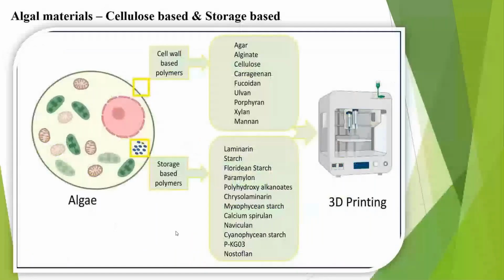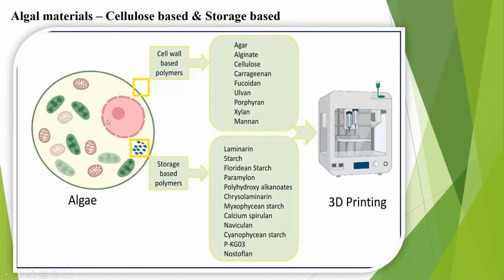And as I already told in the introduction, in algal material there are two different kinds of polymers that can be used for 3D printing. One is cell wall based polymers that we can extract, and another one is storage based polymers. Among the cell wall based polymers, there are agar, alginate, cellulose, carrageenan, fucoidan, ulvan, porphyran, xylan, and mannan. In the storage based polymers, we have laminarin, floridean starch, paramylon, polyhydroxyalkanoates, chrysolaminarin, calcium spirulan, naviculan, cyanophycin starch, and nostoflan. So these are the two different kinds of polymers we can extract from algae.